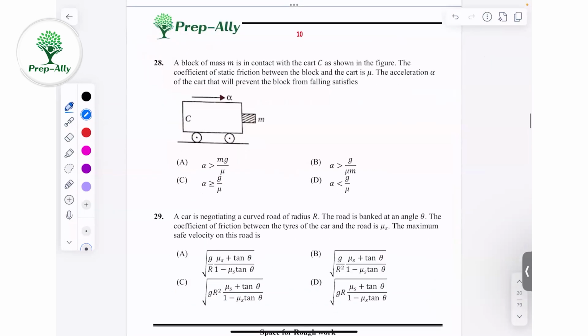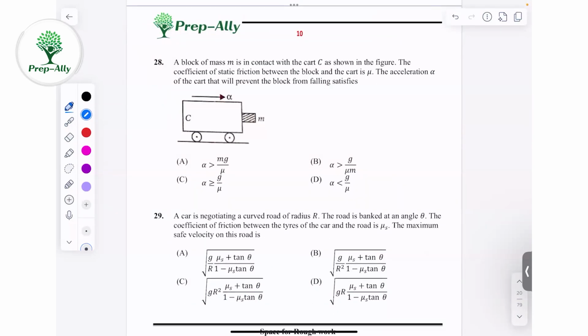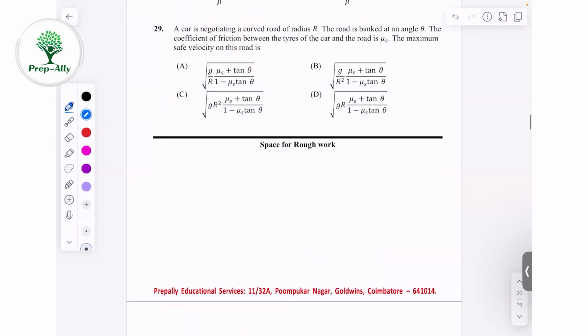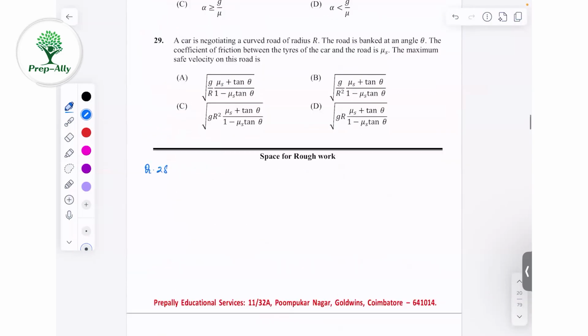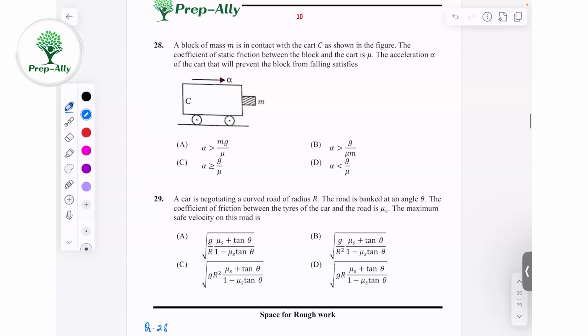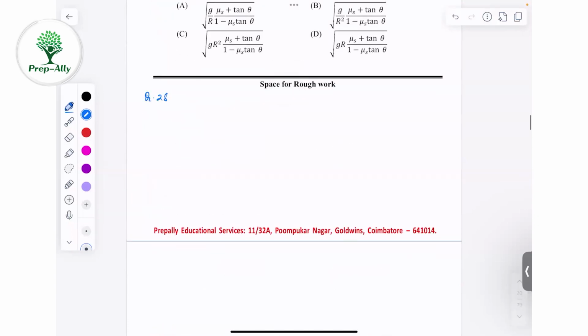28. A block of mass m is in contact with the cart C as shown in the figure. The coefficient of static friction between the block and the cart is mu. The acceleration alpha of the cart that will prevent the block from falling satisfies. Now you see the block will obviously move horizontally along with the cart, but it's not going to fall down. So in the reference frame of the accelerating cart, the mass m is at rest.